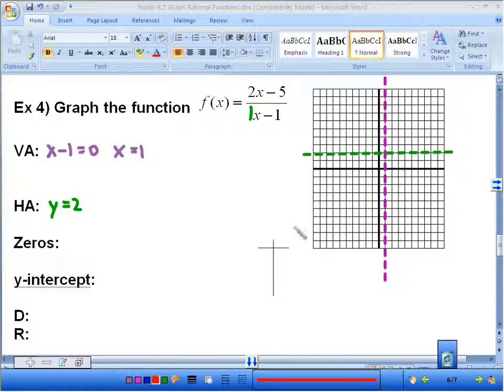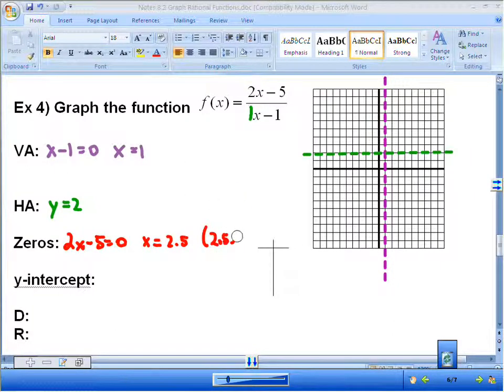Now I am looking for the zeros, or the x-intercepts. Remember I used the numerator for that. 2x minus 5 equals 0. Therefore x is equal to 2.5. So I'm going to have a point when x is 2.5, y is going to be equal to 0. When x is 2.5, y is equal to 0. So there's one of my points on my branch.